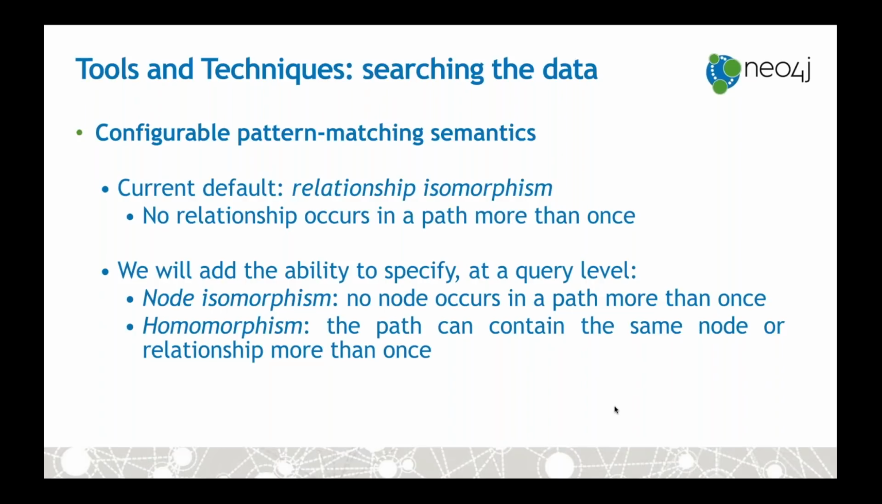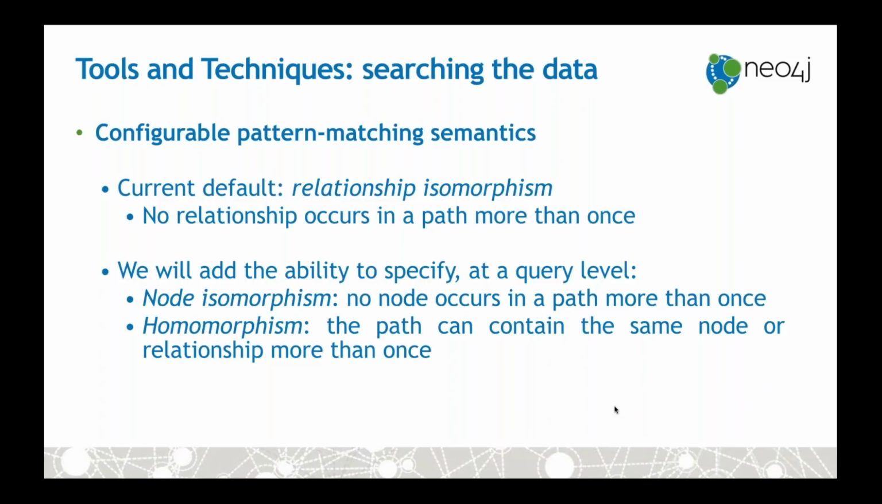This we found works really, really well with our customers and in general. But there could be, at the moment, corner use cases, but maybe these will grow over time, to actually have slightly different pattern matching semantics. So this is what we're going to be adding. And that is essentially the ability to specify for a query that you also don't want a node occurring in a path more than once. So at the moment we do allow that, but maybe you don't want that.